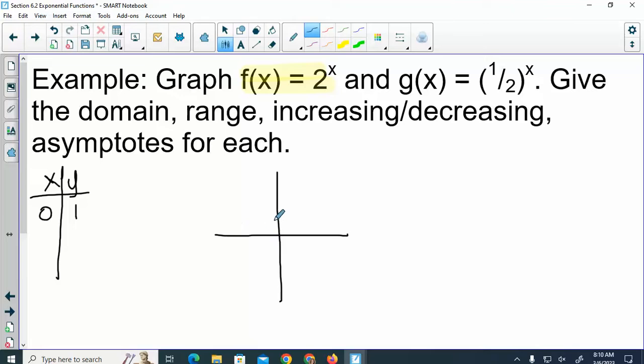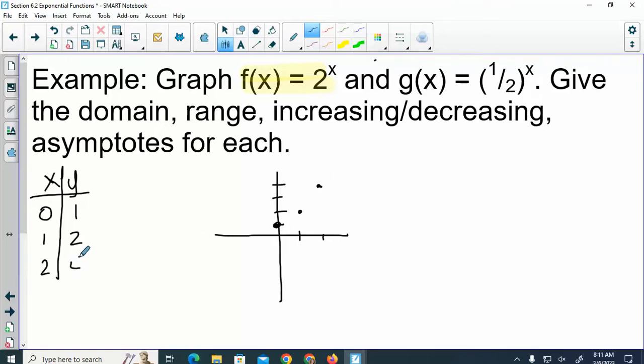Alright, if I plug in a 0, what's 2 to the 0 power? 1. If I plug in 1, what's 2 to the 1st? If I plug in a 2, 2 squared. What happens if I plug in a 3? 8. If I plug in a 4. Okay, so it's just getting larger.